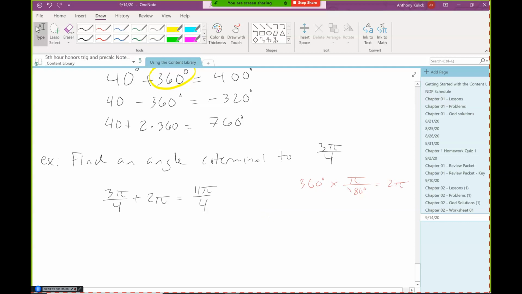What if I wanted another coterminal angle? Well, I just add another 2 pi, right? Everybody's okay there? And I can do that as many times as I want. You guys agree? Okay.